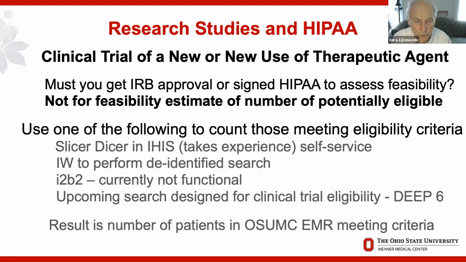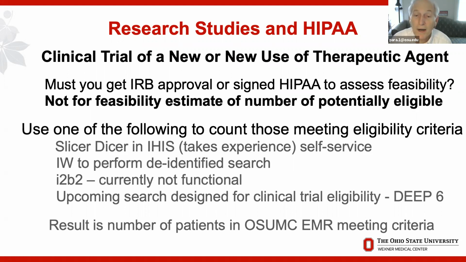You have to be careful though, because that little scenario I just ran, HIV positive, on no meds, undetectable, unless I said alive, and that's a caveat of this, it would give me people who have died. So you have to think about exactly who you need and how they're identified. You can ask the IW to perform a de-identified search.